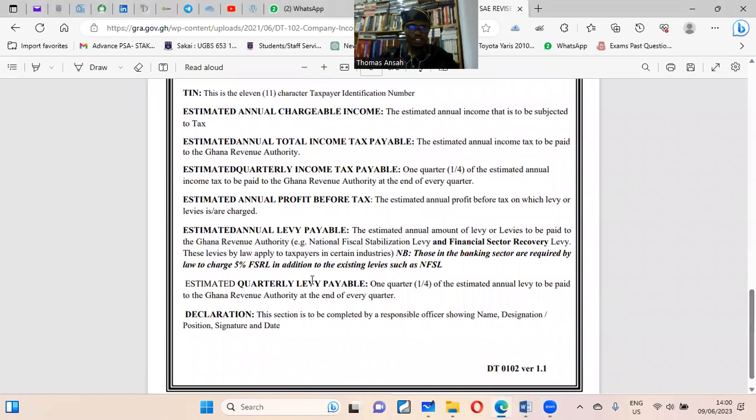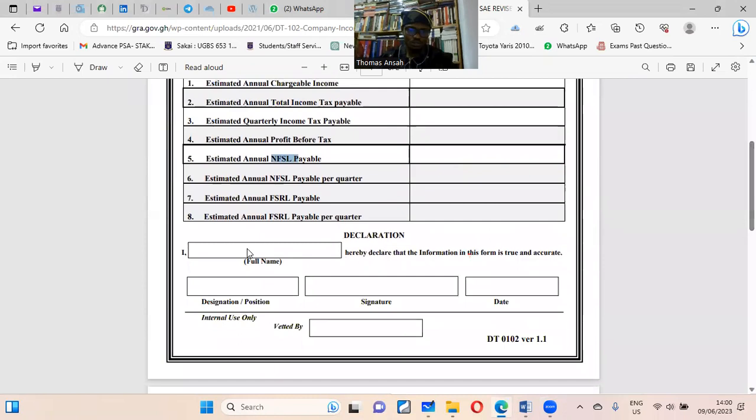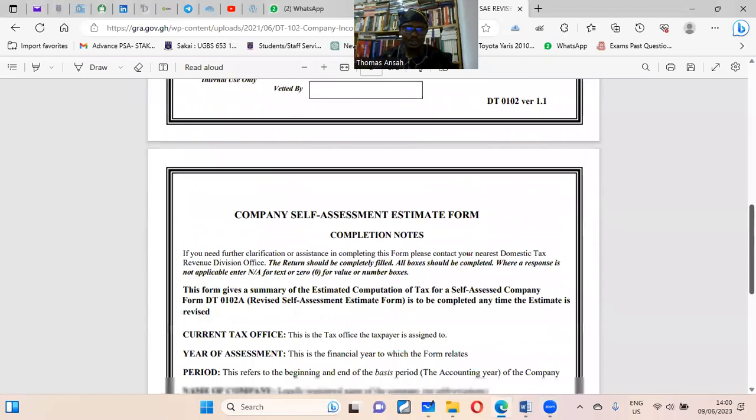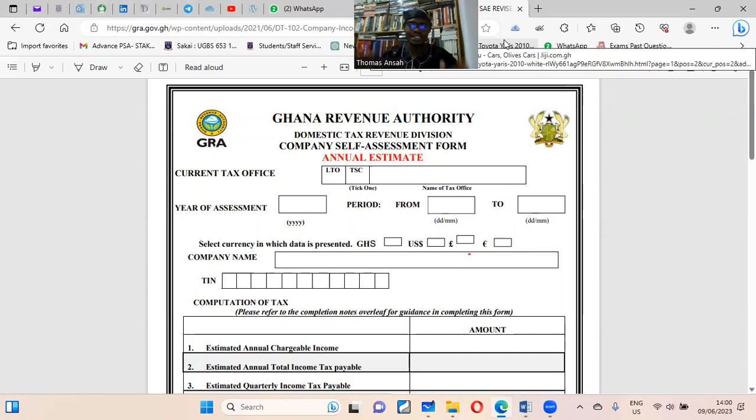Then we have estimated quarterly tax payable. You divide it by four when you get all of them, put them there. So that is what you do. And importantly, you put your name, you declare, so you sign and put your position. Then you sign here and the date of your filing. So don't sit in the exams, let them ask you. So this is a self-assessment estimate form. Let them ask you features of a return and you are just there. You don't know what to do. I've given you a practical hands-on example over there.